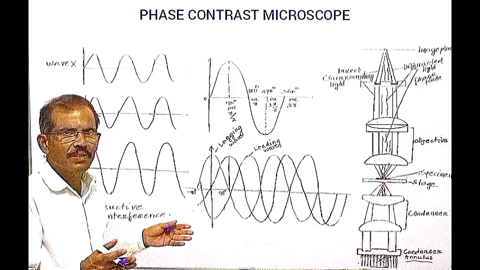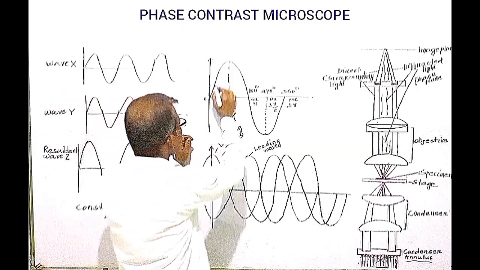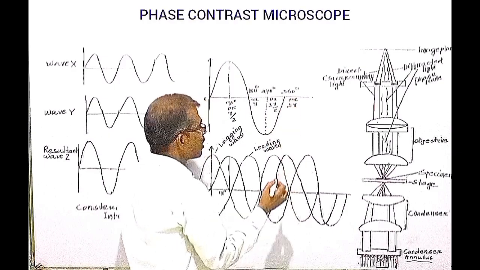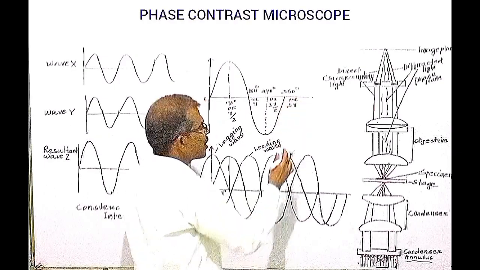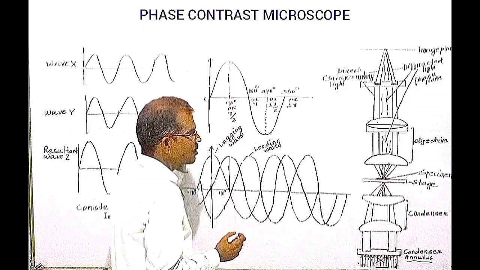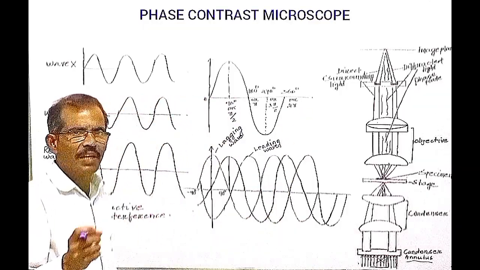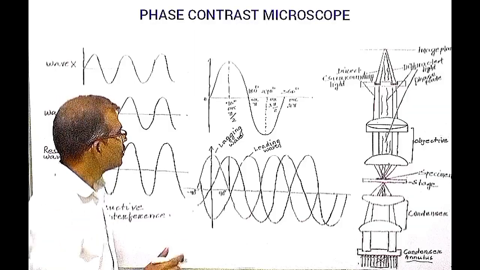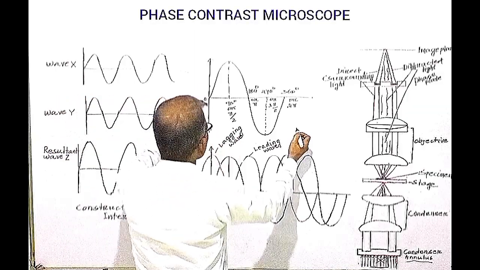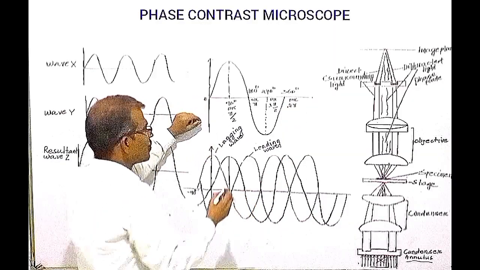It is measured in degrees or radians. One complete cycle of a wave corresponds to 360 degrees or 2 pi radians. This figure illustrates what is phase and phase shift. In this graph, this represents one full cycle of a wave.